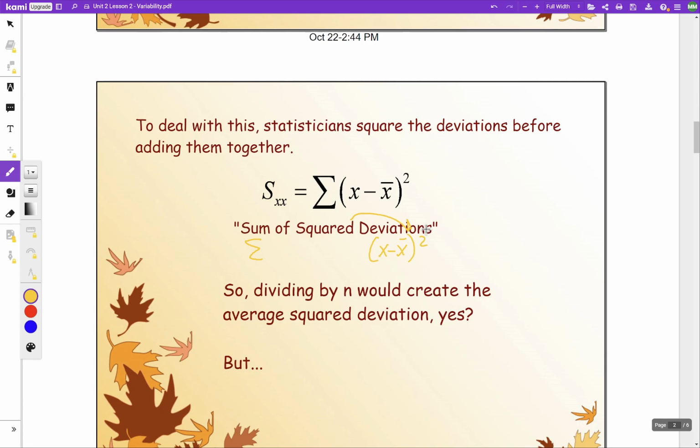Now, taking the absolute value does create something known as mean absolute deviation, which is a kind of different thing. So actually, there is a reason why we do squared, and we'll talk about that in future lessons. So for now, kind of trust me on this one that squaring is the order of the day, and that helps get rid of the negative signs. But we do need to turn this into an average, right? So dividing by n would create the average squared deviation, right?